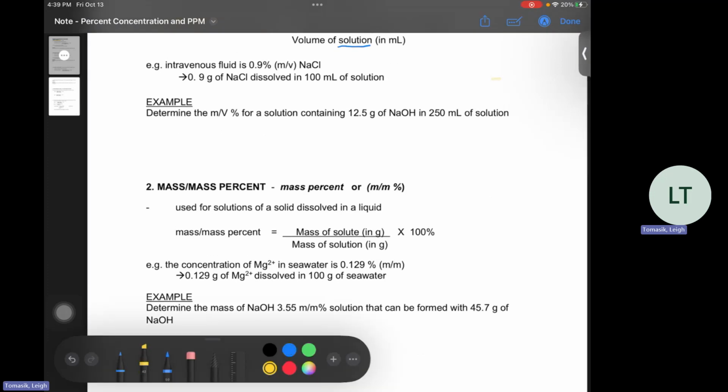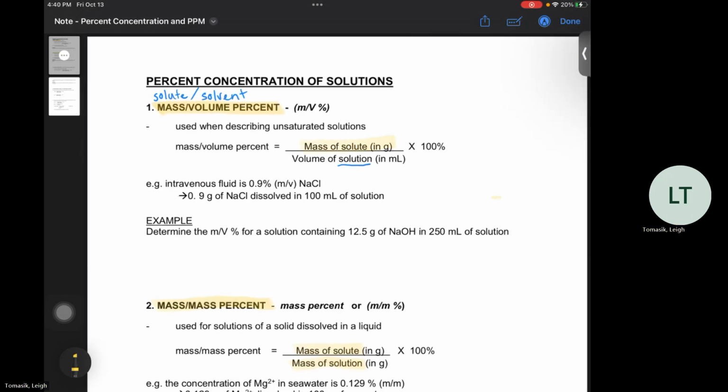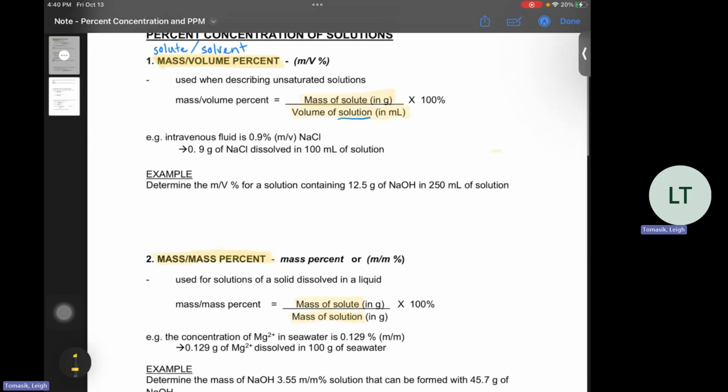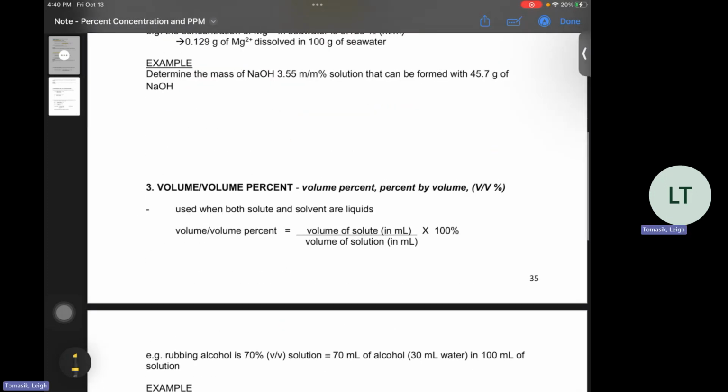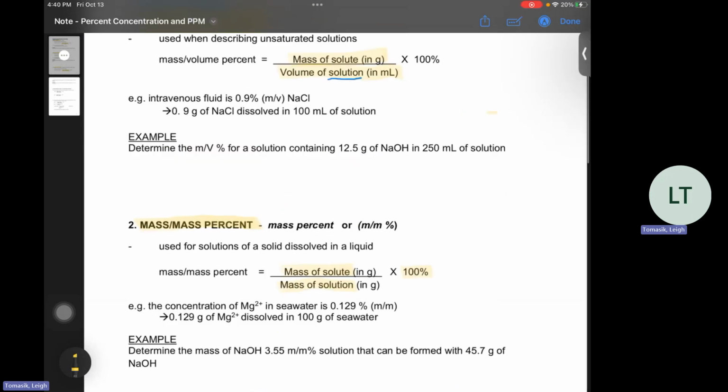Then there's mass to mass percent, which is the mass of the solute divided by the mass of the solution. The solute is always on top, the solution is always on the bottom. The only difference between mass volume and mass to mass is that in the second one, you need to weigh your final solution once it's done. And then there's volume percent. Again, solute is always on top, solution is always on the bottom. Because these are percentages, after you divide you multiply by 100, so it becomes a number between 0 and 100.